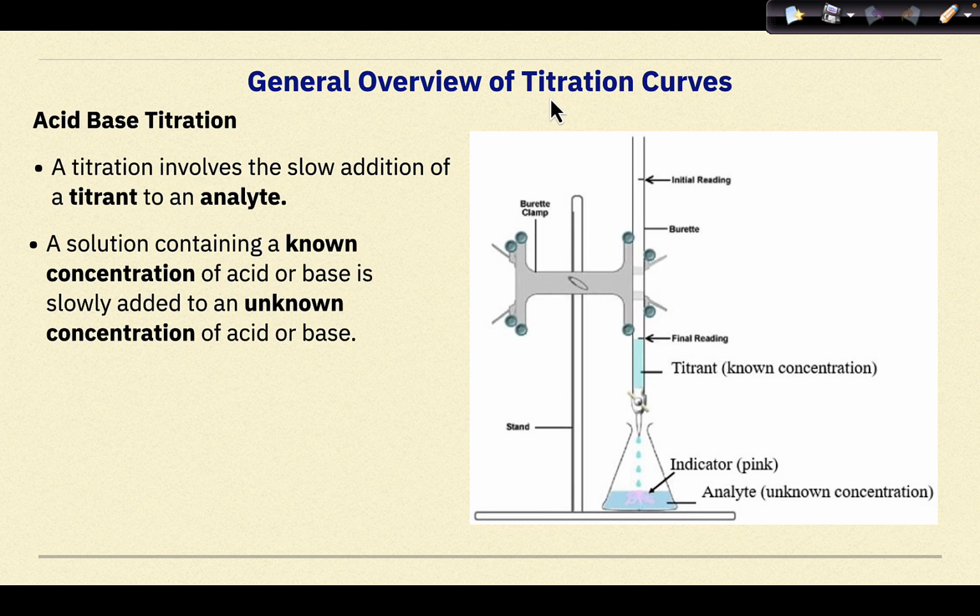General overview of titration curves. Acid-base titration. A titration involves the slow addition of a titrant to an analyte. A solution containing a known concentration of acid or base is slowly added to an unknown concentration of acid or base. As you can see here, this is the general setup that we would use in a lab situation.